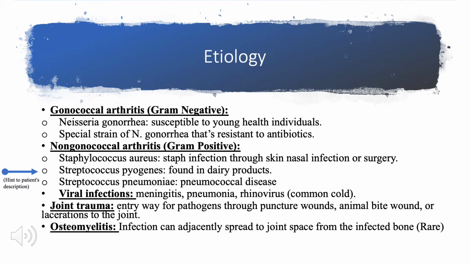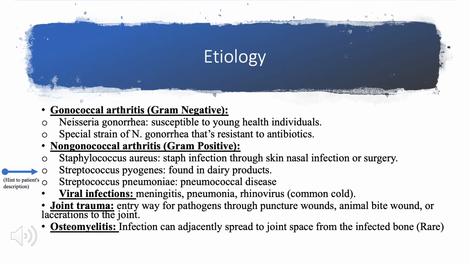Septic arthritis is also known as bacterial arthritis. It's a direct invasion of the joint space by different bacteria and viruses. Gonococcal arthritis is caused by a gram-negative bacterium. Gonococcal means a bacterium which causes gonorrhea. And gonococcal arthritis is more susceptible to young, healthy individuals and more commonly seen in women.